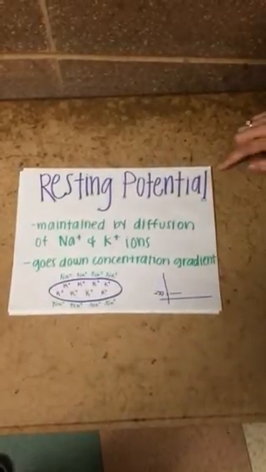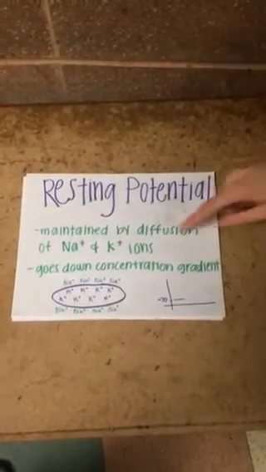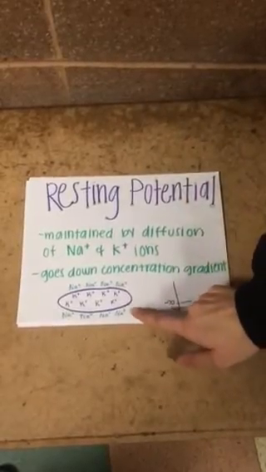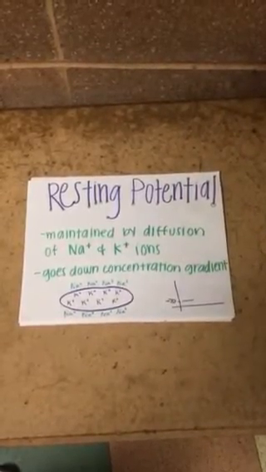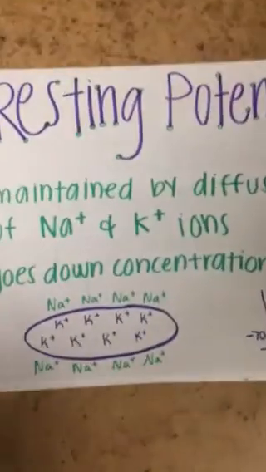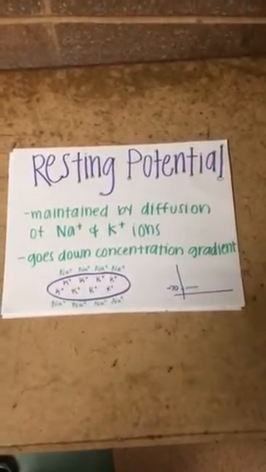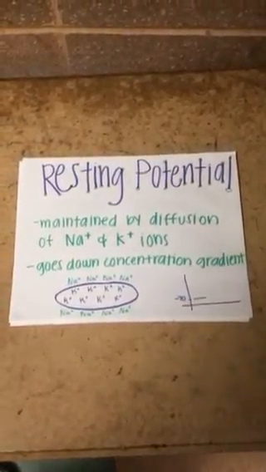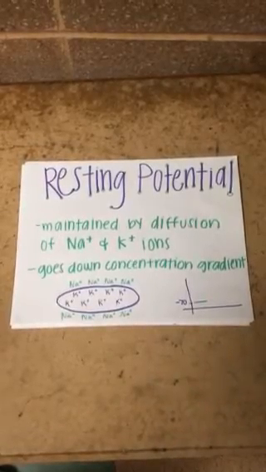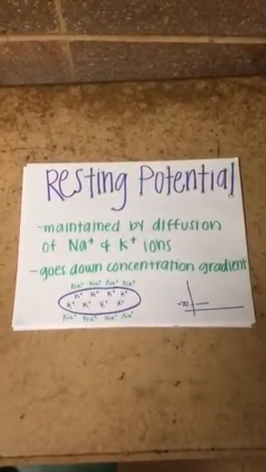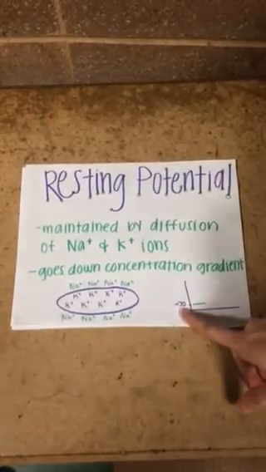Resting potential is maintained by diffusion of sodium ions and potassium ions. Inside is positive, with potassium ions going down their concentration gradient as the cell pumps them up the gradient from a high to low concentration. The resting cell membrane is more permeable to potassium ions than sodium ions, so potassium ions can diffuse out faster than sodium ions can diffuse in. As a reminder, resting potential is negative 70 millivolts.